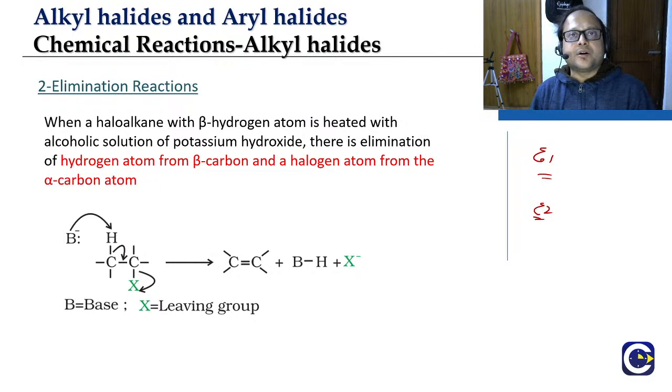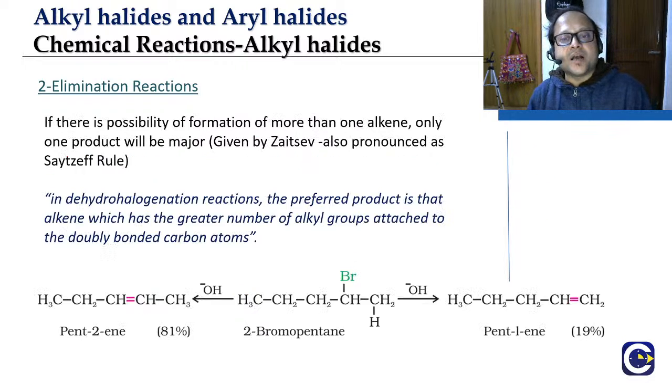But what happens overall here is that from the alpha carbon your halogen goes out, and from the beta carbon your hydrogen is snatched by a strong base, right? So therefore you get an alkene. This is what happens in elimination reactions. We get alkenes, right? And stronger reagents, or a stronger base, are used because ultimately a hydrogen has to be extracted from the carbon chain, right?